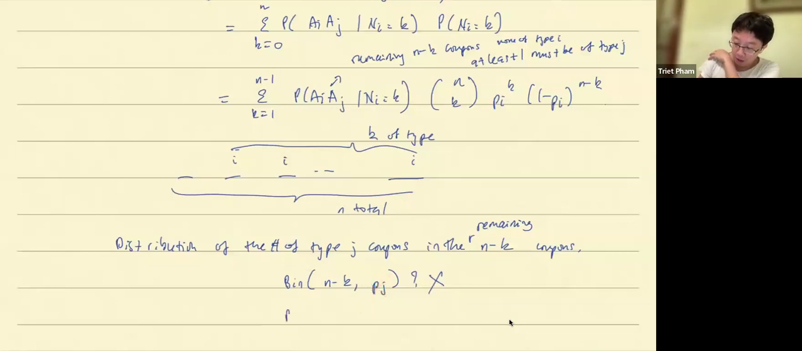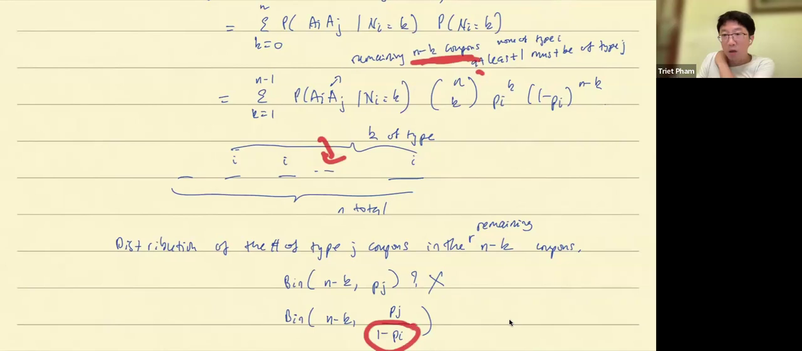The success probability is no longer Pj, because if that were the success probability, then if you sum up all probabilities, you should get 1. But I is not present among these possibilities. So therefore, it's going to be Pj over 1 minus Pi, representing the fact that you are weighing the possibilities of the n minus k coupons with respect to I not being present. Okay?